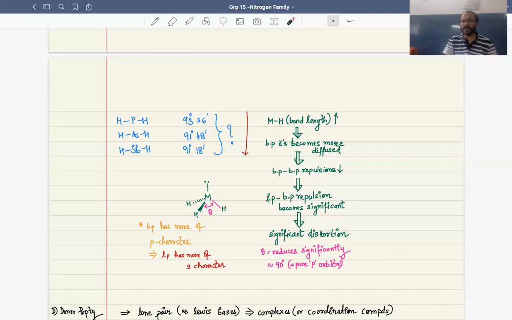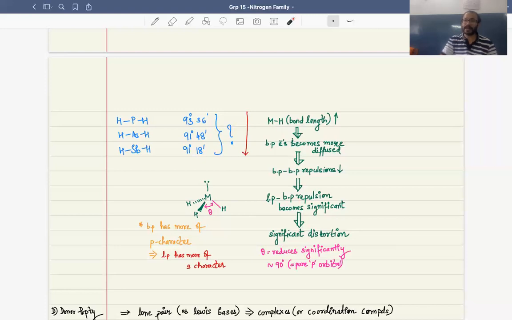The bond pair electrons become more diffused because they are moving away from the central atom. So when this happens, the bond pair repulsion is significantly reduced because now the bond pairs are very far away from the central atom and they are not close enough to show a significant bond pair repulsion. So the bond pair repulsion significantly reduces, and that's why it is overtaken by the lone pair bond pair repulsion.